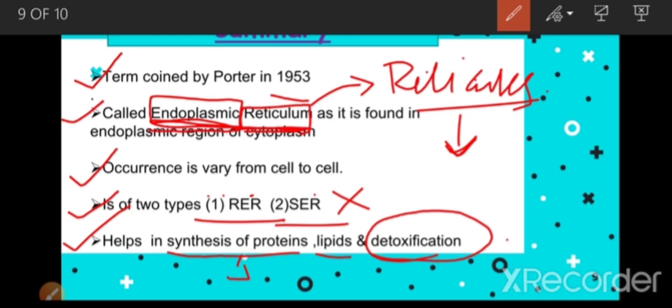So, it is all about the endoplasmic reticulum. Hope you understood what is the endoplasmic reticulum, history, terminology, types and the function.